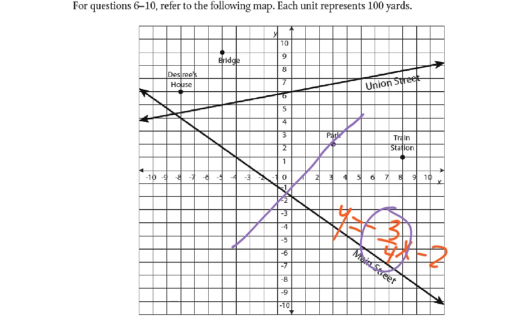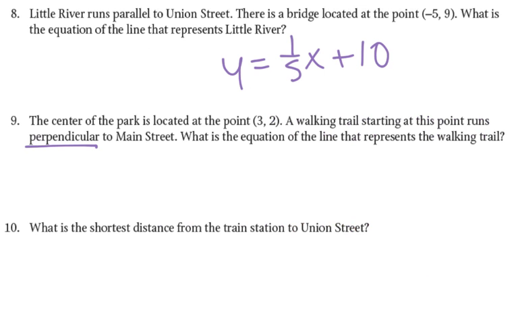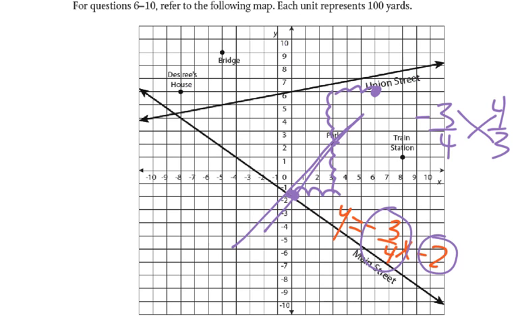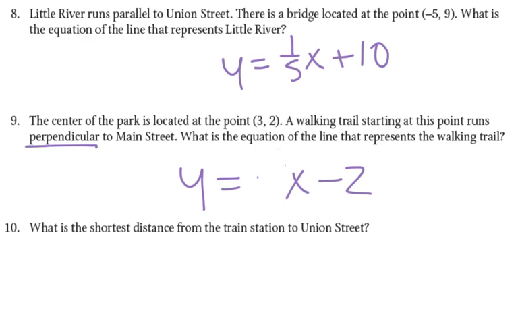The opposite reciprocal of negative 3/4 would be positive 4/3. So we'd go up 4 to the right 3 for our next point, or down 4 to the left 3. It would have the same y-intercept of negative 2, so it would be y equals 3/4 x minus 2, or 4/3, sorry.